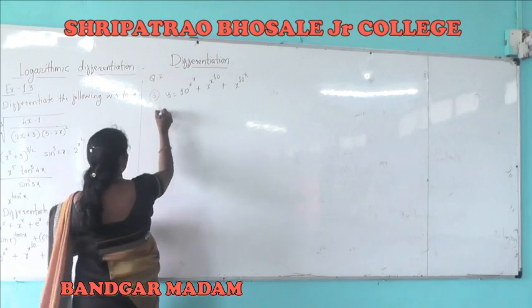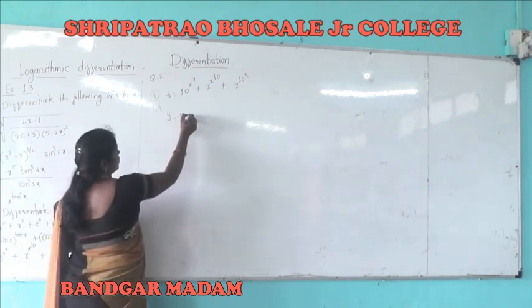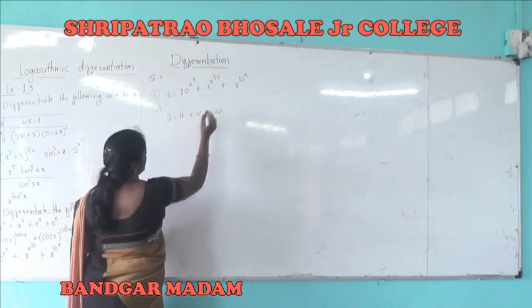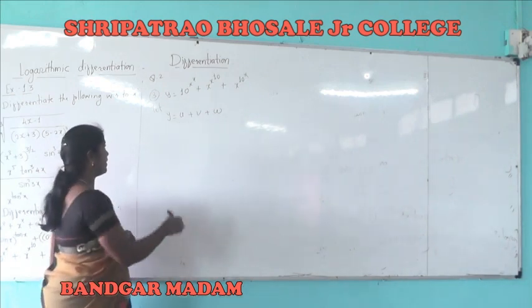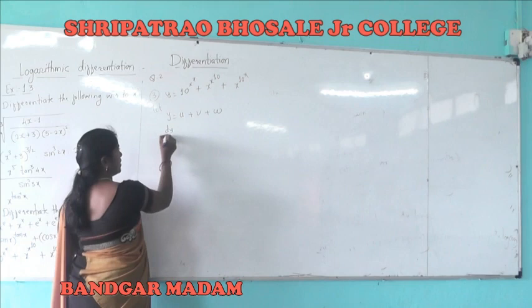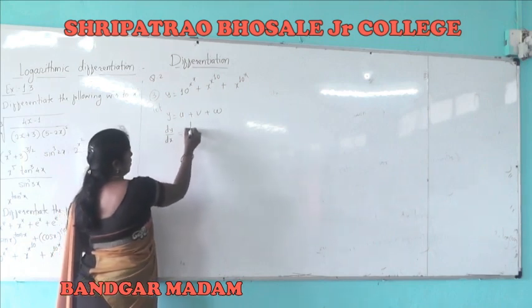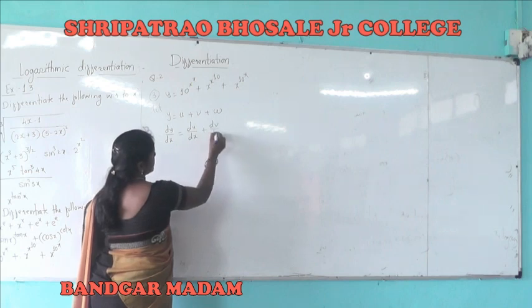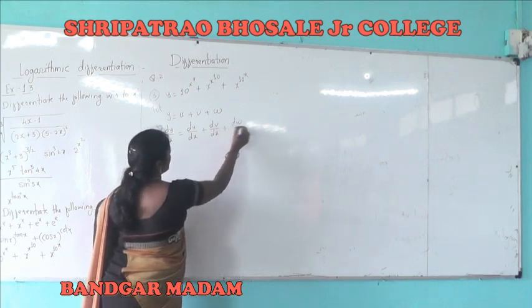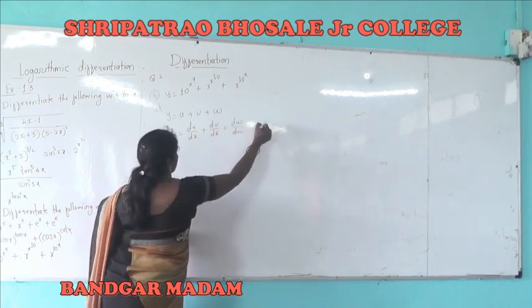So we will consider y is equal to u plus v plus w, and we are going to solve u, v, w separately. So dy by dx is equal to du by dx plus dv by dx plus dw by dx. Call this equation 1.